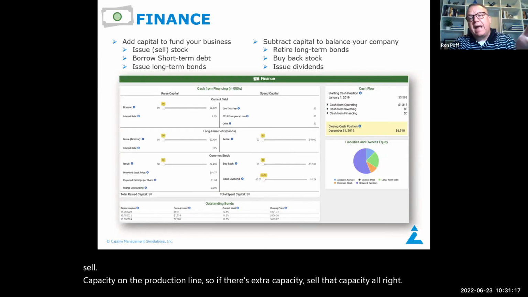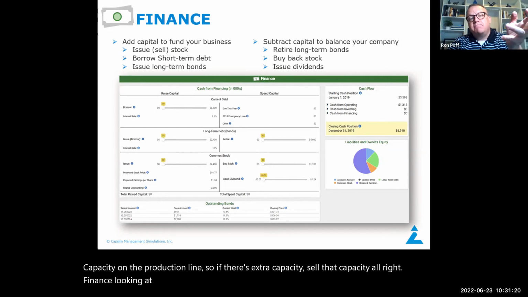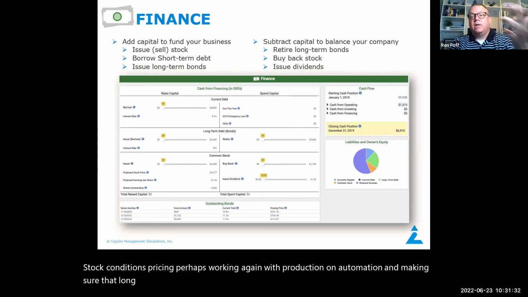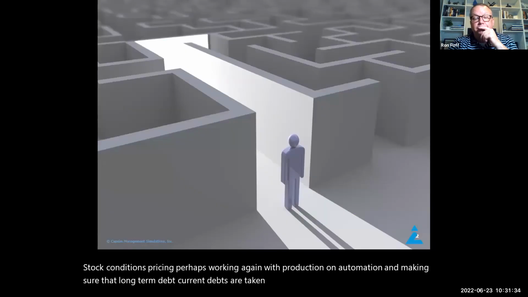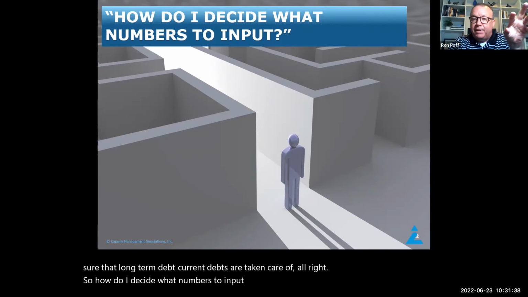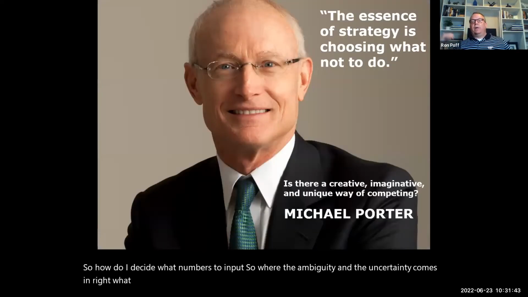Finance, looking at obviously, the stock conditions, pricing, perhaps working again with production on automation and making sure that long-term debt, current debts are taken care of, all right? So how do I decide what numbers to input? So here's where the ambiguity and the uncertainty comes in, right? What do I know? How do I know it?